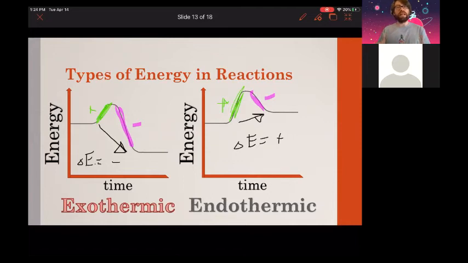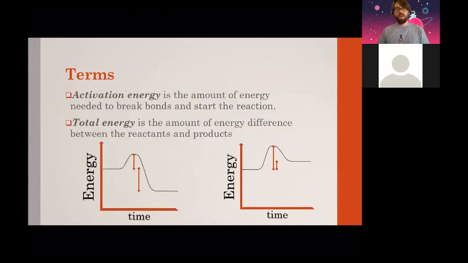Okay, and then I'm just going to attach some numbers to the graph and we're going to actually look at it. We have some terms to look at first. The first term is called activation energy. Activation energy is the amount of energy needed to break a bond at the start of the reaction.